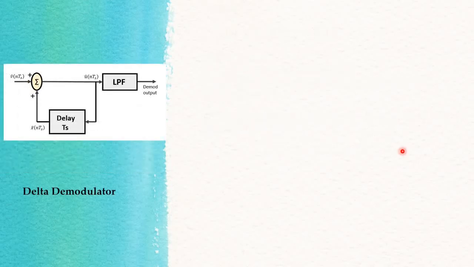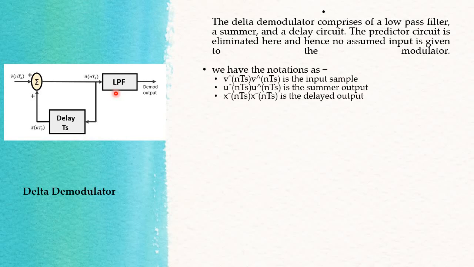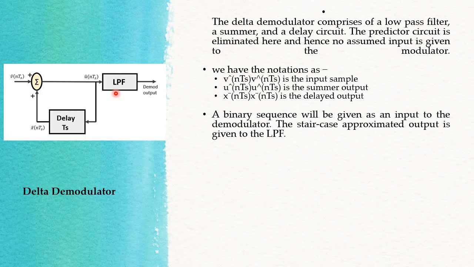The second one is the delta demodulator. In the delta demodulator, the signal is added with a delay signal. So here we are using the same delay block, a delay of Ts. Now these two signals are given to the low pass filter. Here the delta demodulator comprises a low pass filter, a summer and a delay block. The predictor circuit is eliminated here, and hence no input is given to the modulator. The binary sequence is given as the input to the demodulator, and the staircase approximated output is given to the low pass filter.